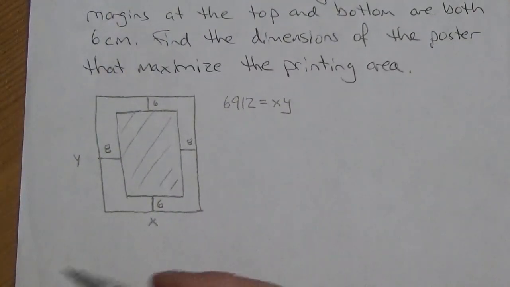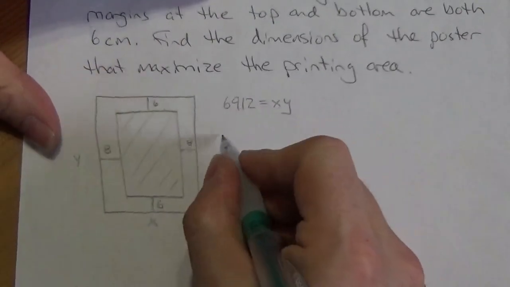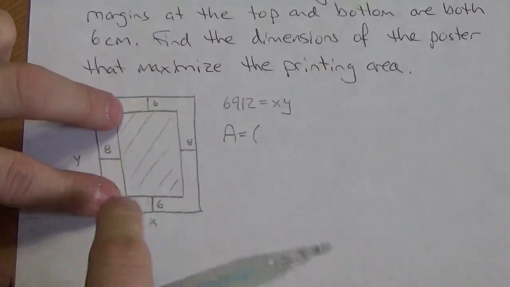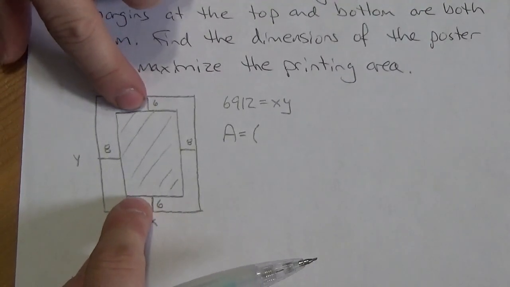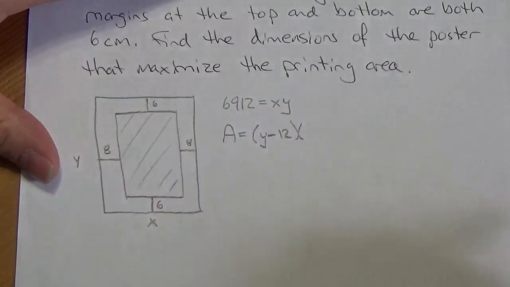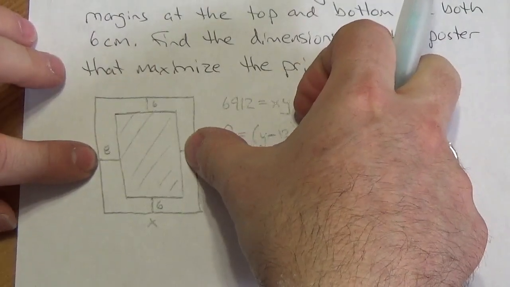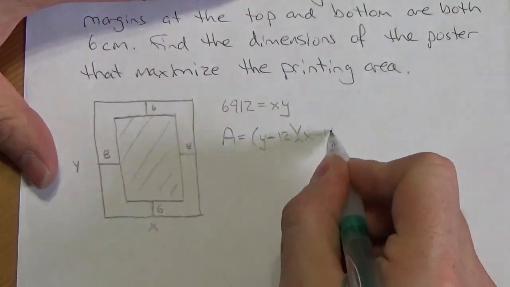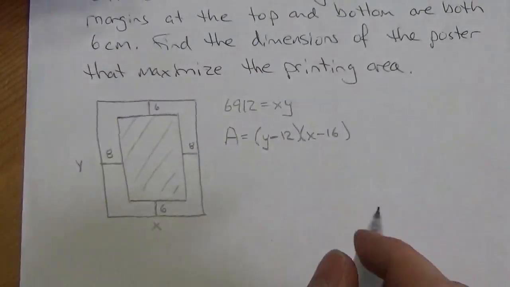So now, bear in mind we're trying to maximize the printed area, so our formula for the printed area will be length times width. The length here is going to be Y, but less 6 from the bottom, less 6 from the top. So it's going to be Y minus 12. The width is going to be X, but less 8 from the right side, less 8 from the left side. So X minus 16. So now this is our expression for our area.